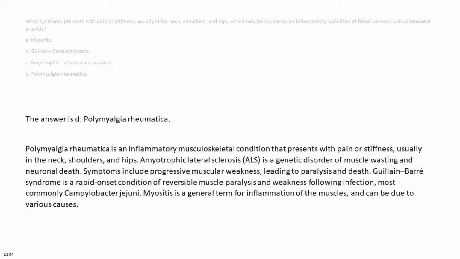Amyotrophic lateral sclerosis, ALS, is a genetic disorder of muscle wasting and neuronal death. Symptoms include progressive muscular weakness, leading to paralysis and death. Guillain-Barré syndrome is a rapid onset condition of reversible muscle paralysis and weakness following infection, most commonly Campylobacter jejuni. Myositis is a general term for inflammation of the muscles, and can be due to various causes.